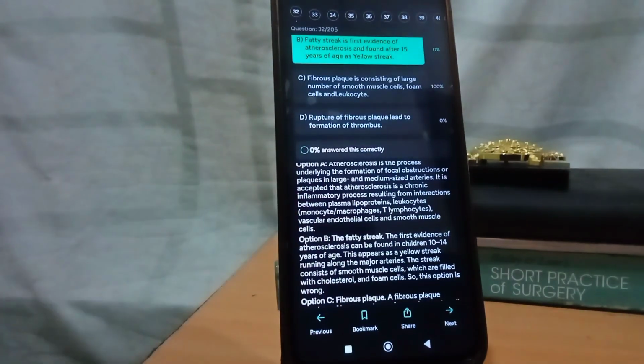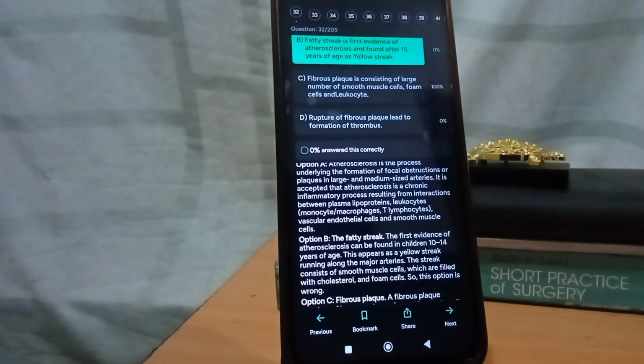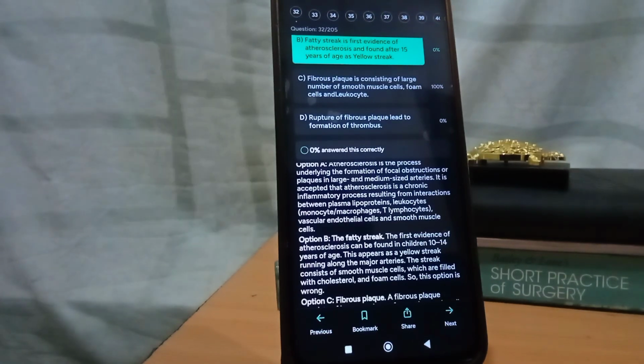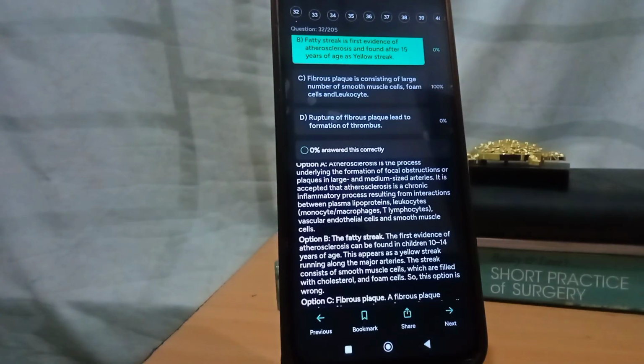Option B. The fatty streak. The first evidence of atherosclerosis can be found in children 10 to 14 years of age. This appears as a yellow streak running along the major arteries. The streak consists of smooth muscle cells which are filled with cholesterol and foam cells. So this option is wrong. Here they say the first evidence of atherosclerosis is found after 15 years of age as yellow streak, but it can be found in children 10 to 14 years of age. So the option is wrong.